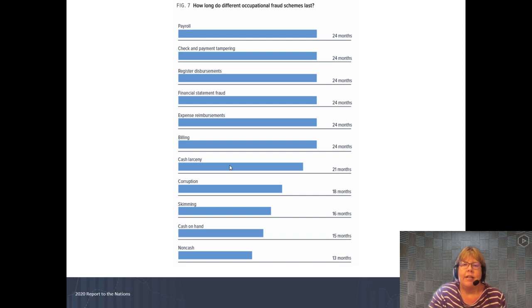So just looking at the types of frauds and how long they last, we can see that there are several frauds that on average last approximately 24 months. These are a lot in accounting types of areas, so payroll, disbursements, check and payment tampering, all definitely in accounting, as well as financial statement fraud and employee reimbursements and billing. Then some of the other areas of fraud, such as cash larceny, corruption, skimming, and non-cash, are all much shorter.